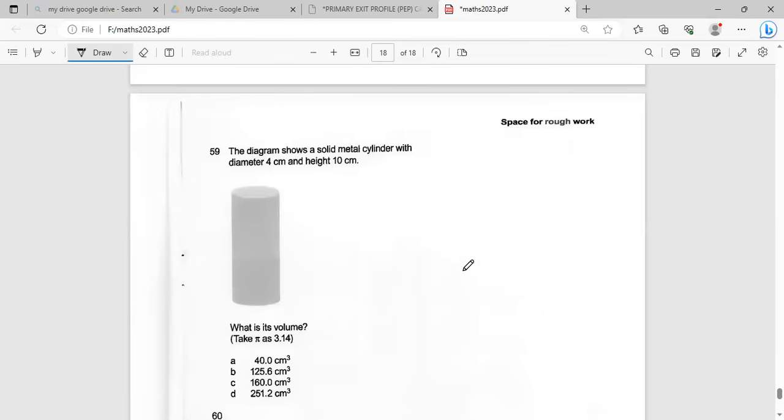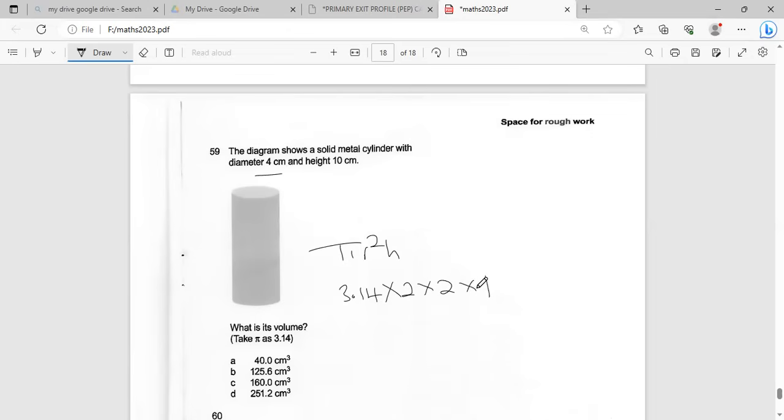The diagram shows a solid metal cylinder with diameter 4 and height 10. What is the volume? So volume is pi r square times the height. They say use pi as 3.14. The radius would be 2 since the diameter of 4 is halved, right? So it's times 2 times 2 and then times 10.